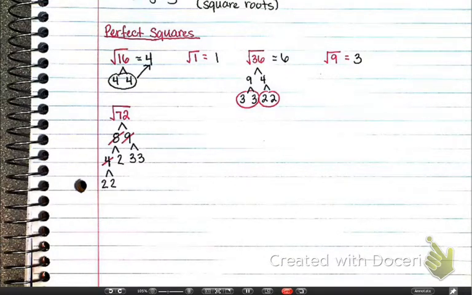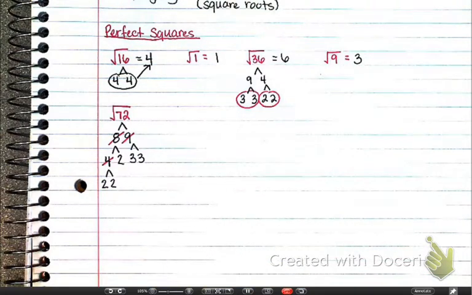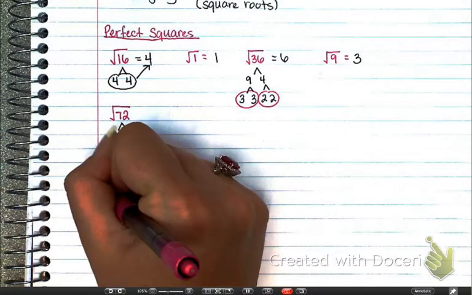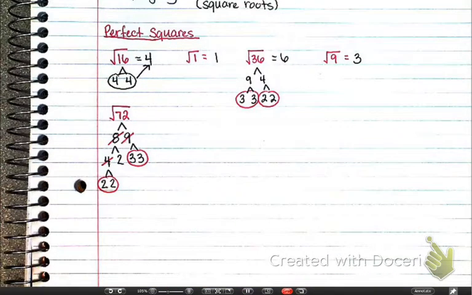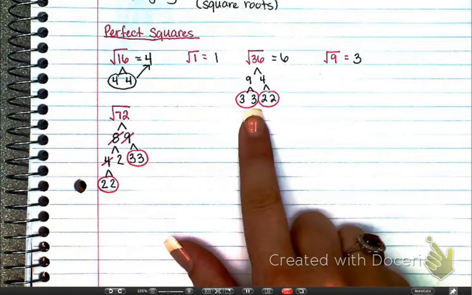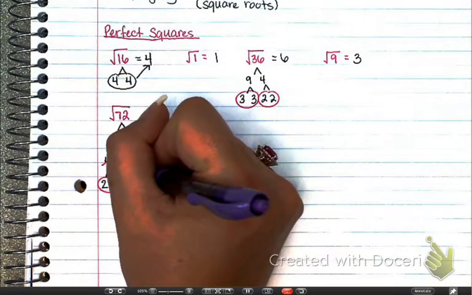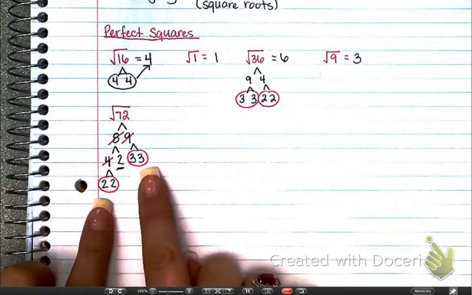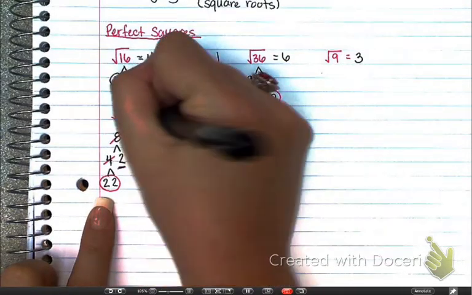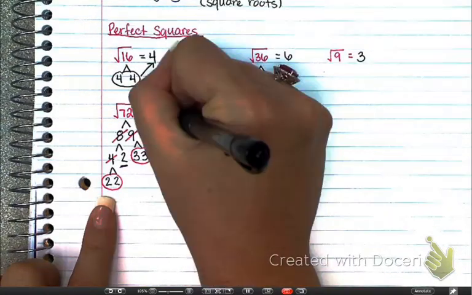So the only thing I'm looking at are these bottom numbers. Do you see any pairs? You have a pair of 2s and a pair of 3s. What's different about this problem compared to 36? Do you see something? There's an extra number. There's this extra 2, right? So we're going to deal with that in a second. So these pairs we're going to multiply together. 2 times 3 is 6. And then whatever's extra stays inside the radical.